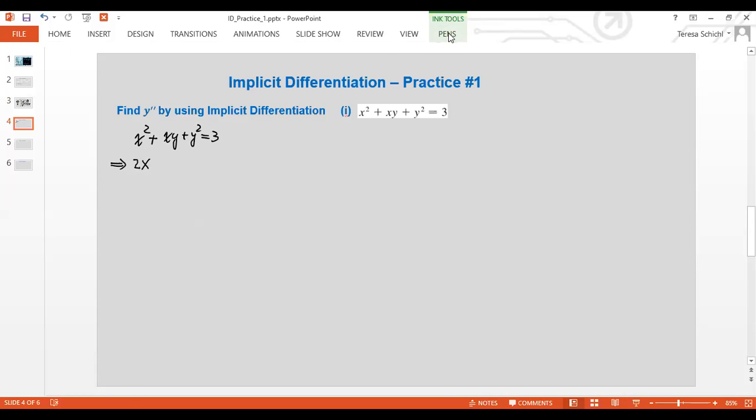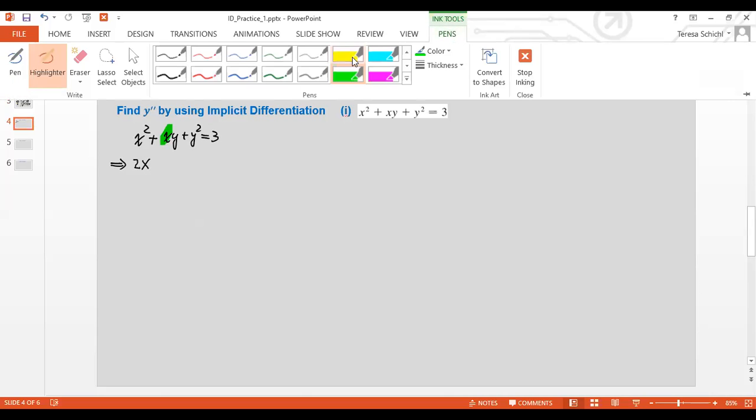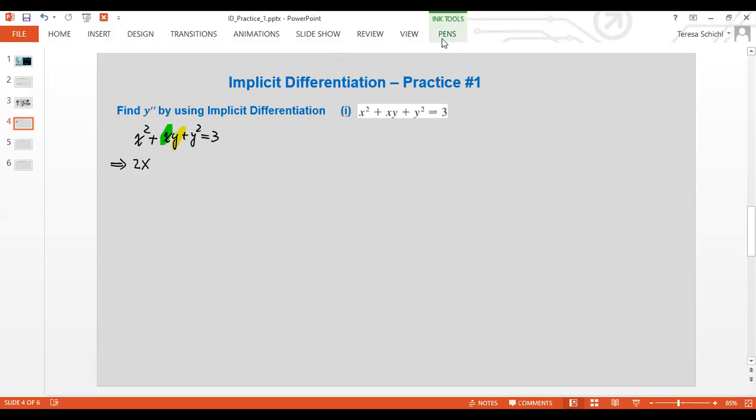Okay, so now these ones here, be careful, you have x and you have y. So what rule do we need to use? Because y is a function of x. So what rule do we need to use? A product rule, right? So you need to hold the second one, take the derivative of the first one.